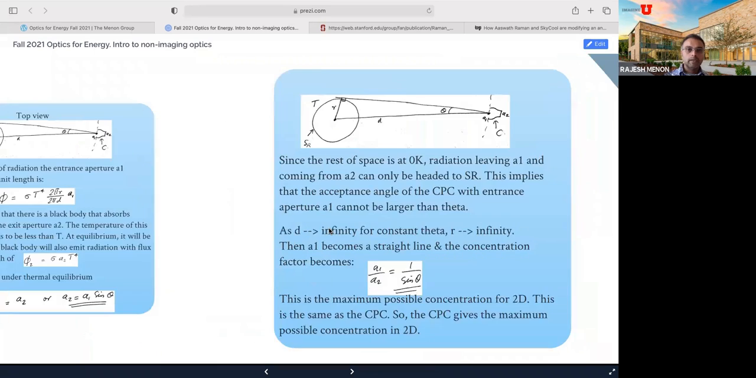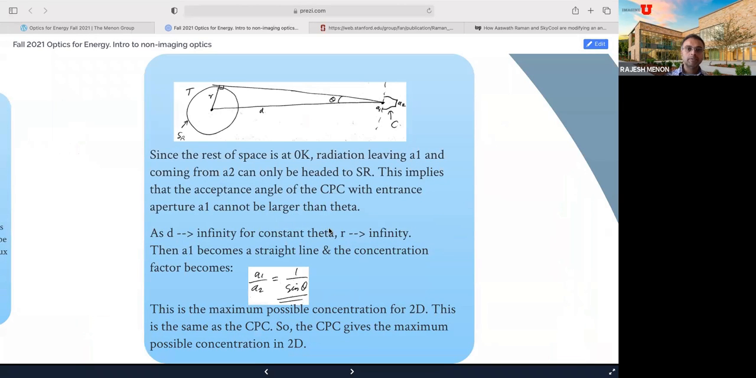So this is another way to say that the acceptance angle of the CPC with an entrance aperture A1 cannot be larger than theta. Now, we of course assume D goes to infinity for a constant theta. This is, for example, the situation of the sun. The R also goes to infinity, maintaining that ratio, as we can imagine. Then A1 becomes a straight line, and the concentration factor simply becomes A1 over A2.